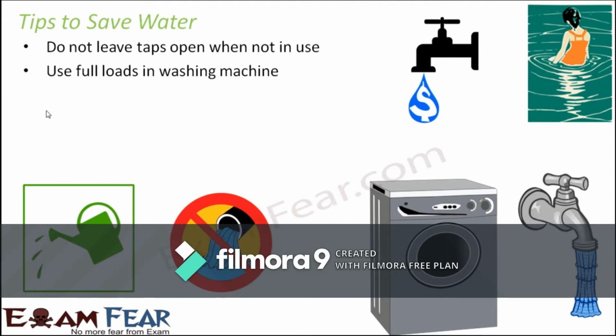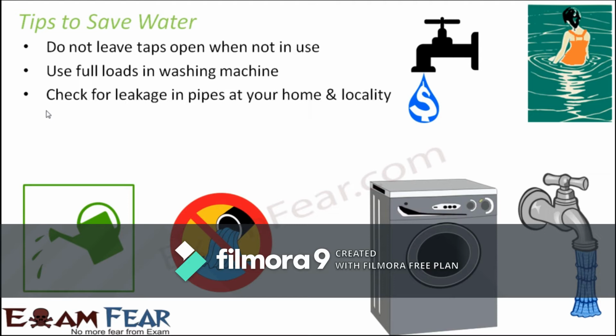Use full loads in the washing machine. Just to wash 2 or 3 clothes, you are wasting a lot of water, because normally a washing machine takes a lot of water for one round of washing. So if you are using a washing machine, make sure that it is in full load, completely loaded with garments, so that you are able to wash a lot of garments with the same amount of water. Check for leakage in pipes at your home and locality, because if there is a leakage in the pipe, you are continuously wasting water, and even if you are wasting 1 drop of water in a minute, considering the entire day, you are actually losing a lot of water.